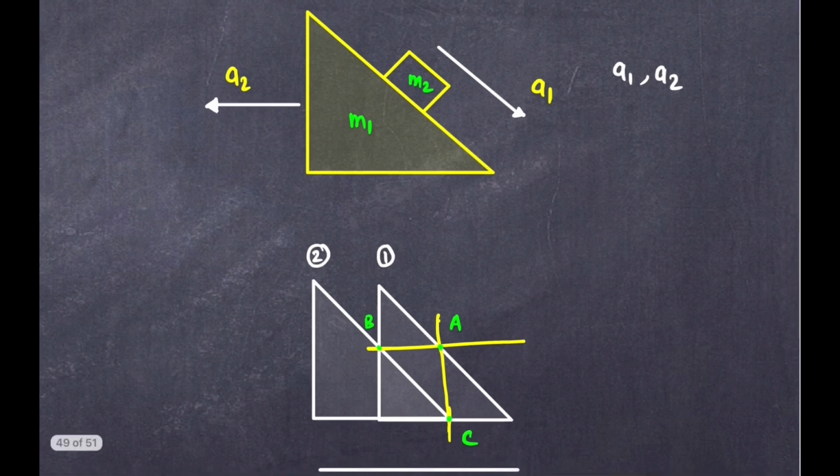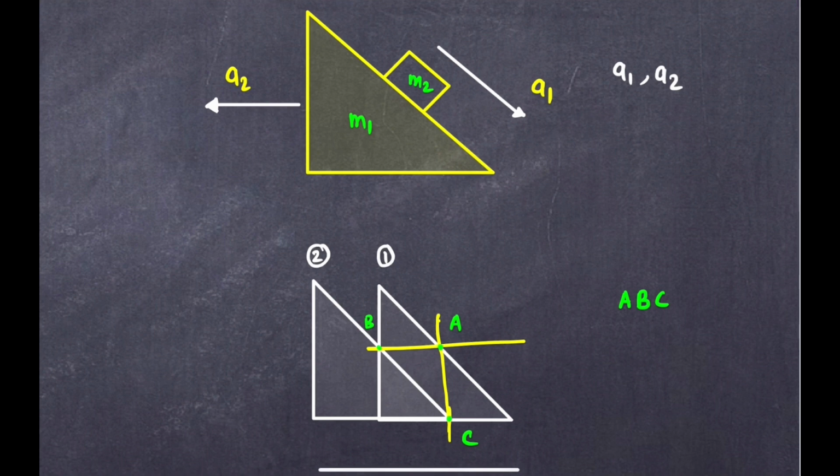Okay, so we have a triangle ABC. Now we need to plot the acceleration along the triangle ABC. See that over here M2 is actually sliding down the incline in this manner. So the acceleration of M2 is in this manner, tilted by an angle of theta.